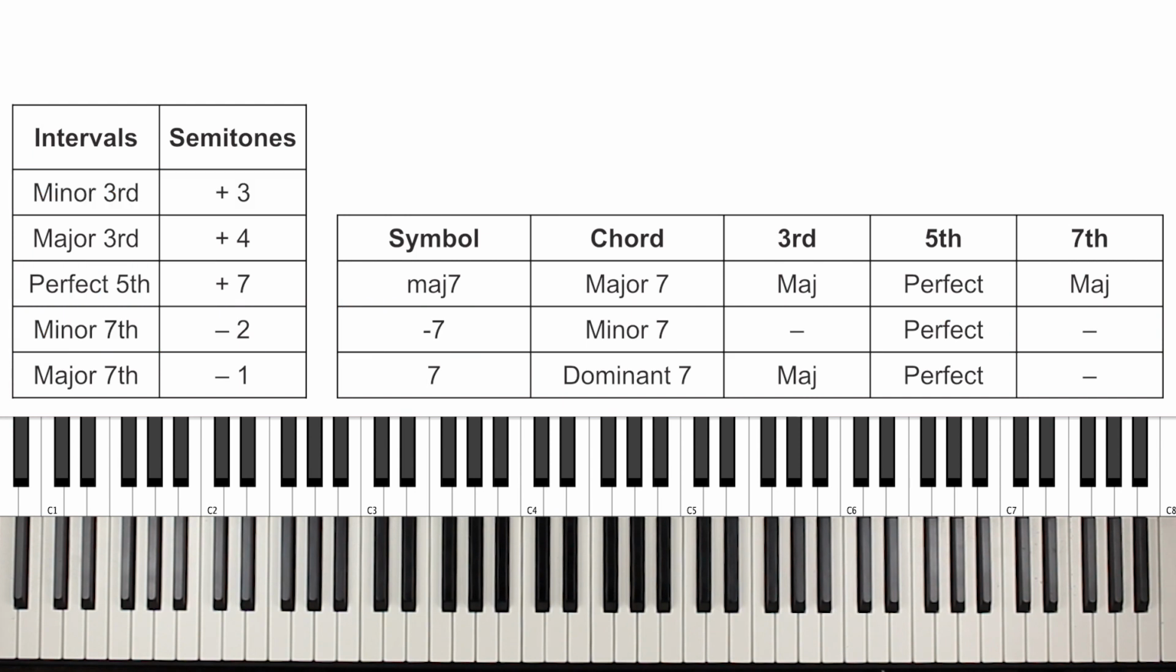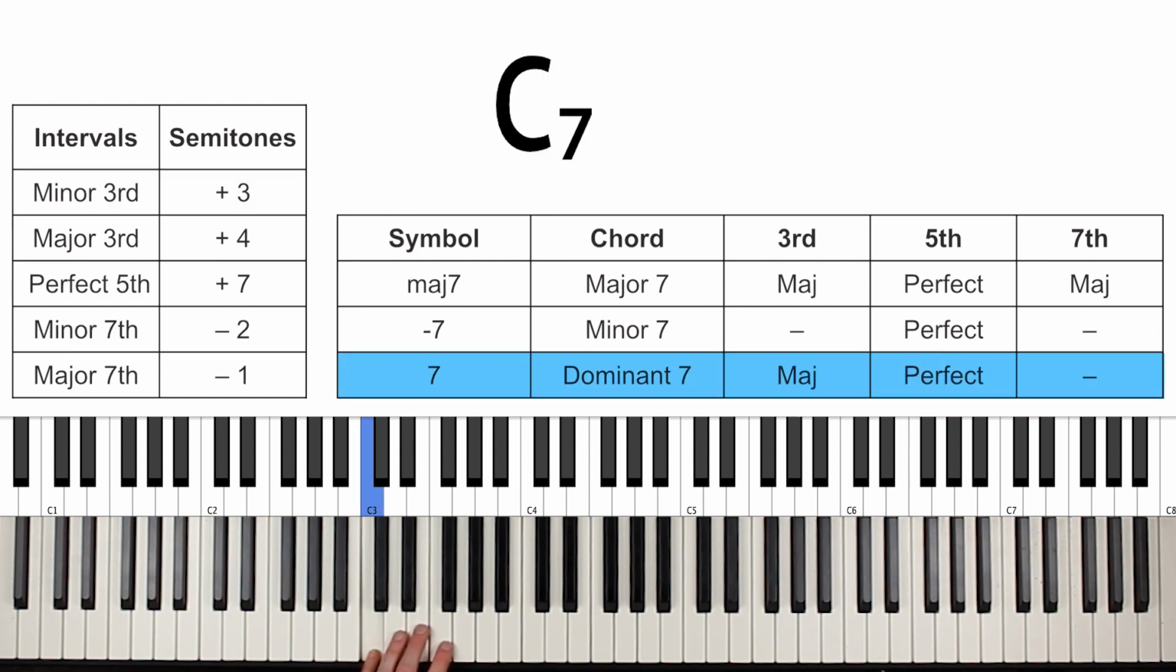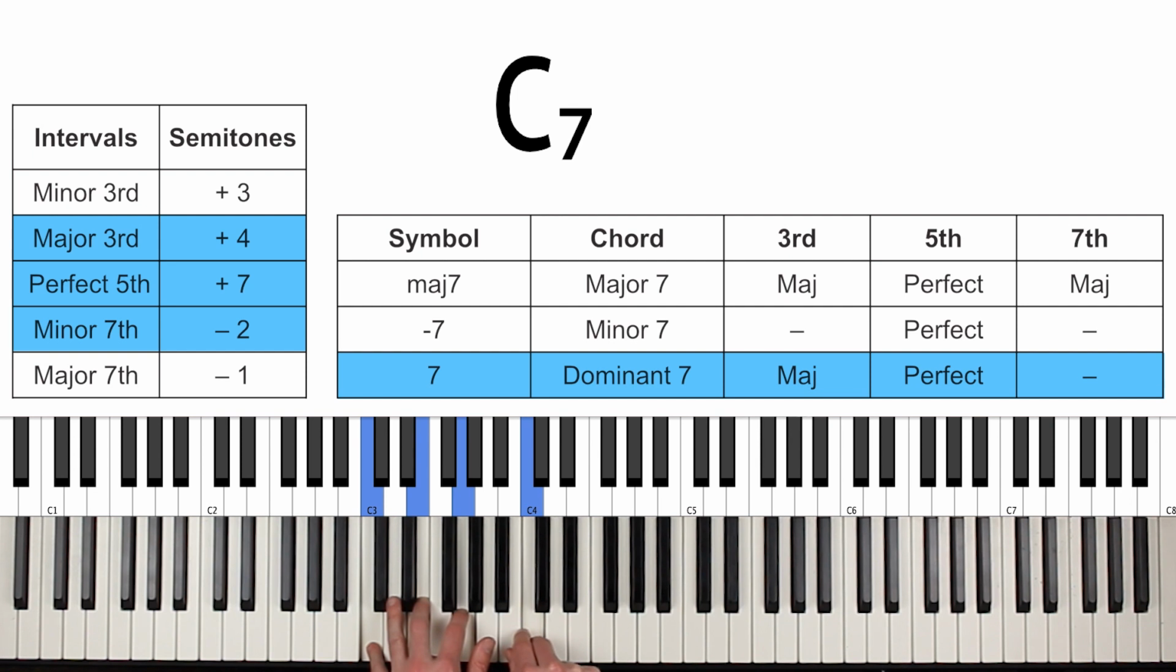Finally, dominant 7 chords. Let's make a C dominant 7. The root is C. Dominant 7 chords have a major third, 1, 2, 3, 4. Dominant 7 chords have a perfect fifth, 1, 2, 3, 4, 5, 6, 7. And they have a minor 7th. So up to this root here and down 2 semitones, 1, 2. And that is a C dominant 7.